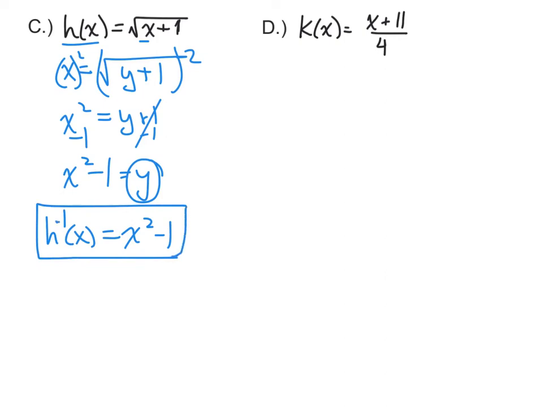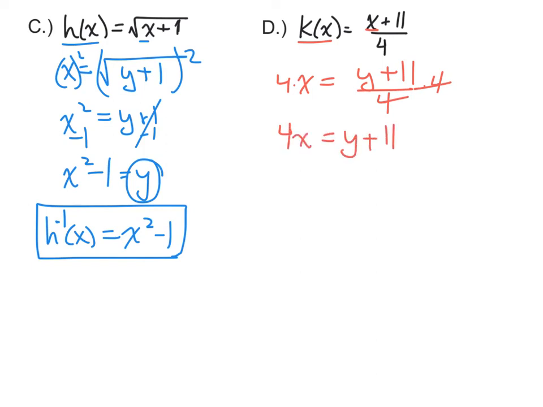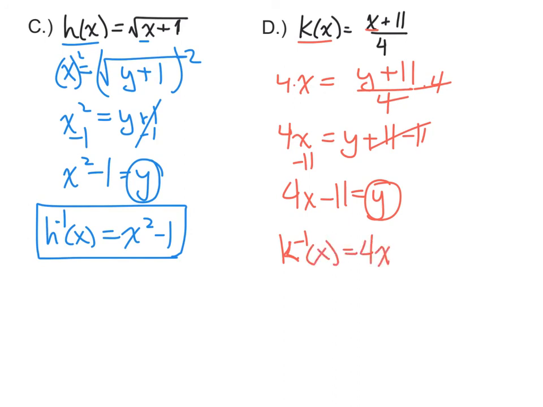And the last one, k of x, switch the y and the x around. So x is equal to y plus 11 all over 4. Multiply both sides by 4. Subtract 11. And 4x minus 11 equals y. But again, it's not y, it's the inverse of k, so write it as k inverse of x is equal to 4x minus 11.